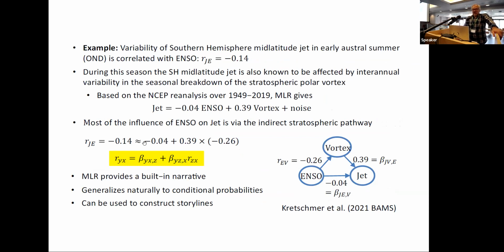And so you see, in this case, the correlation is coming about 1/3 from the direct pathway of ENSO and about 2/3 through the vortex, and you can see that it all adds up. The nice thing about this is that it's very simple, of course, and you can generalize to more complex causal networks where the rules become much more complicated, but they follow axiomatic principles. The nice thing about multiple linear regression is that it provides a built-in narrative. So we often have a narrative after the fact, but this is part of the analysis. It isn't arbitrary. The physical interpretation is basically wedded to this statistical analysis. As I say, it generalizes to conditional probabilities that don't have to be linear, and you can use it to construct storylines of conditional explanations for complex events, which is another talk on its own, which I won't go into.